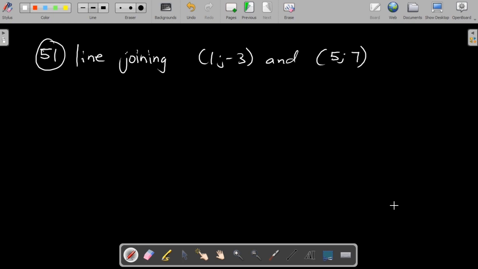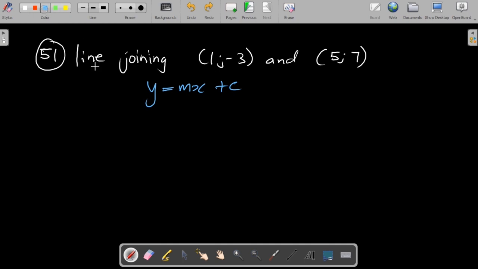So we're asked to find the equation of the line which joins these 2 points. We're already told that it's a line, and we know that this is the general equation of a line. So we can find the gradient m as well as c because we have 2 points.